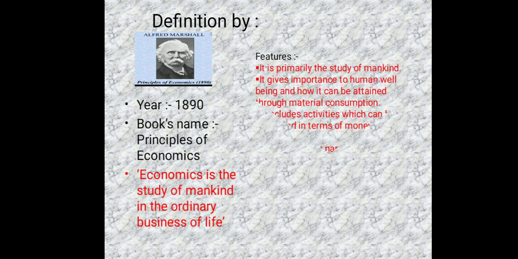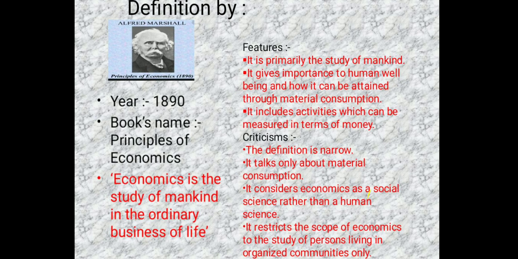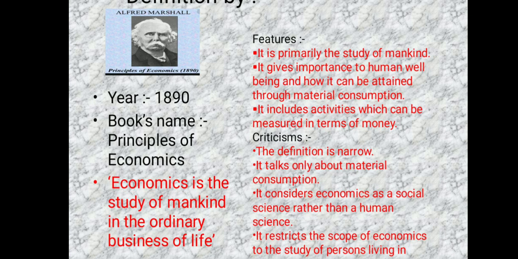Alfred Marshall, in his book Principles of Economics, which was published in 1890, placed emphasis on human activities or human welfare rather than on wealth. According to him, economics is a study of man as they live and move and think in the ordinary business of life. He argued that economics on one side is a study of wealth and on the other it is a study of man. His definition is also known as the welfare definition. The definition that he gave is: economics is the study of mankind in the ordinary business of life.